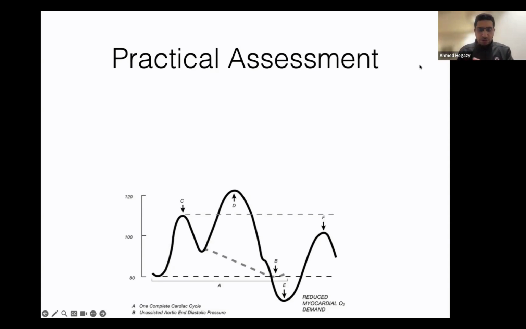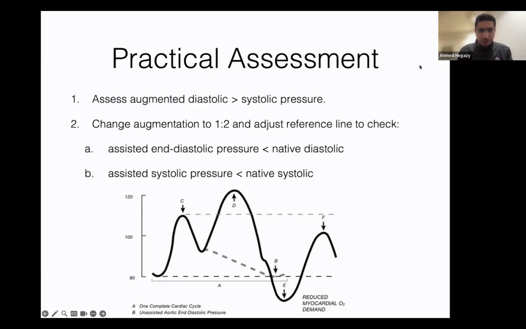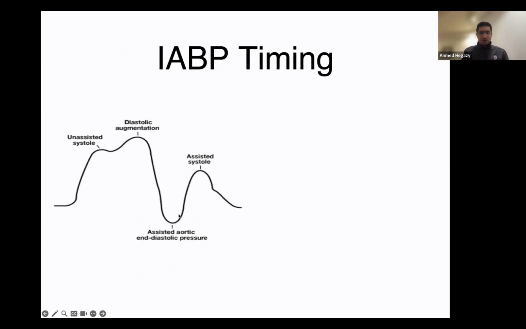Again, what I want you to take from this presentation is how you assess that the balloon pump is working at the bedside. We mentioned you assess the augmented diastolic and make sure it's greater than the systolic on 1-to-1. You go to 1 to 2, and then you adjust the reference line. You make sure your assisted end diastolic pressure is lower than your native diastolic pressure, right here, and that your assisted systolic pressure is lower than your native systolic pressure. Okay, so let's move on.